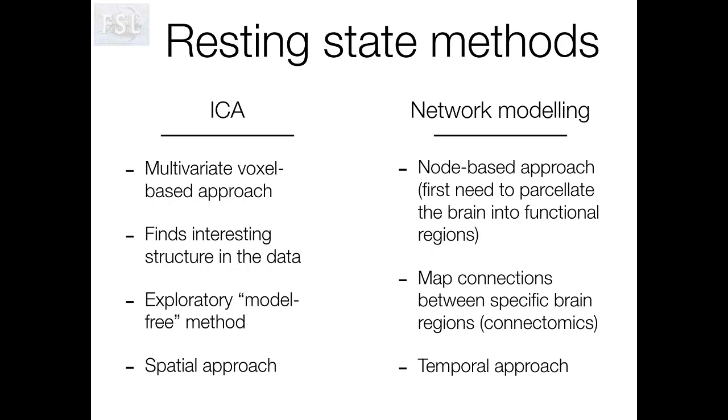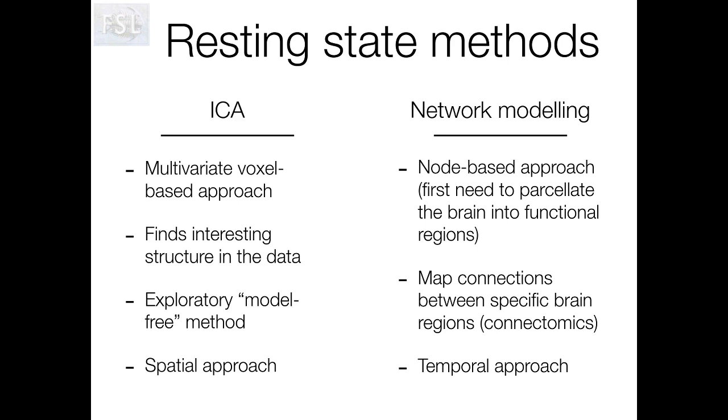ICA is an exploratory multivariate approach which we use to find hidden interesting structures that are present in our data. ICA produces a set of 3D spatial maps, each of which in principle represents one independent signal that is present in the data. The other main method that we cover in the FSL course is referred to here as network modeling. This is a complementary approach to ICA, which allows us to look at how the strength of functional connectivity varies between pairs of regions throughout the brain.